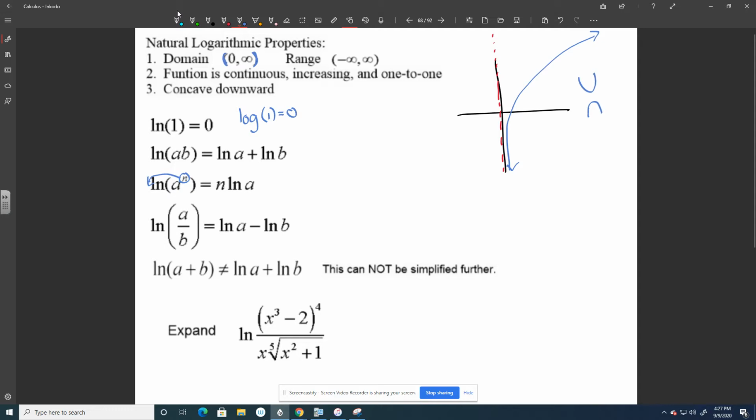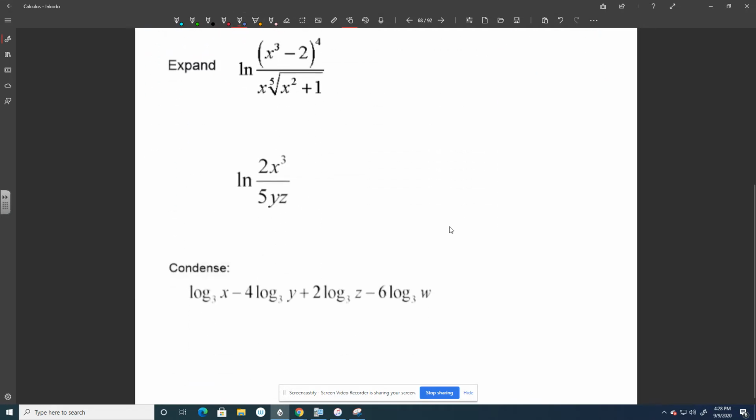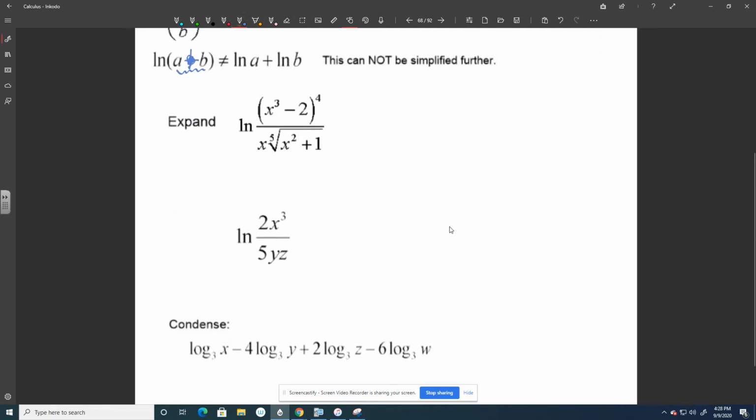Now be careful. If I have an a plus b inside, I cannot simplify that. If this was a multiplication, great. But if it's a plus, I can't simplify and just change that to the natural log of a plus the natural log of b. Okay, so a few quick examples of algebra that we haven't seen in a while.